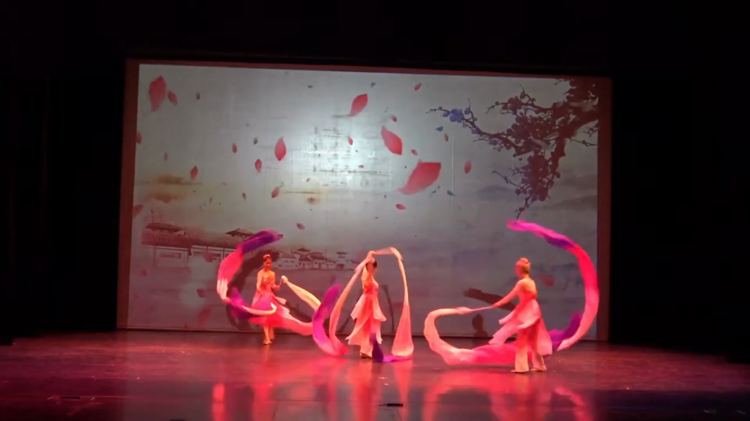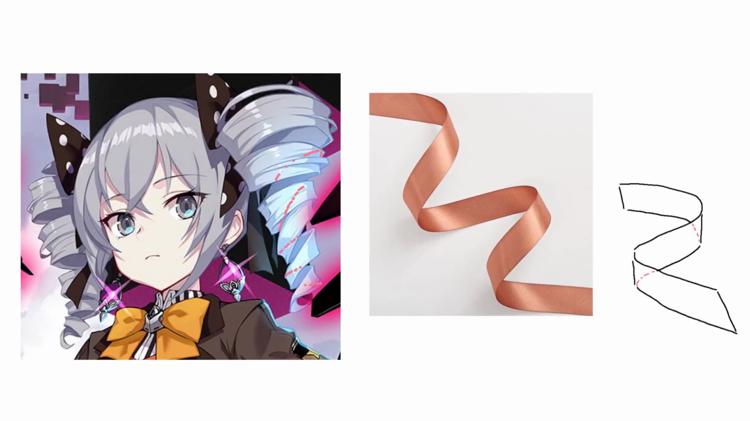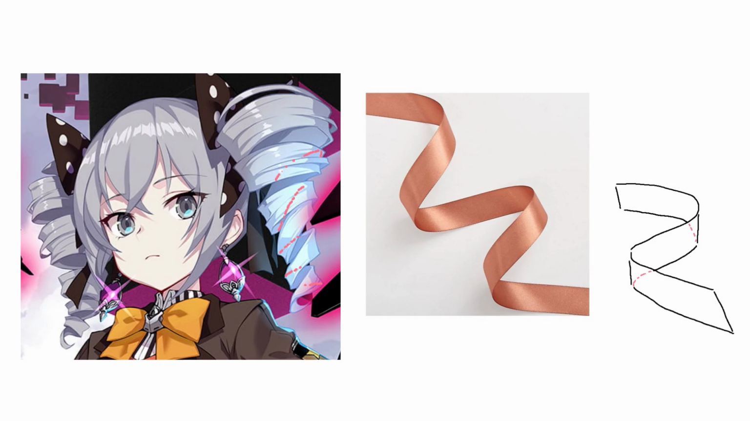You can think of hair like ribbons. They're flat and they can be wavy. Sometimes you might see hair twist and twirl. You can imagine the hair as ribbons getting folded or something.